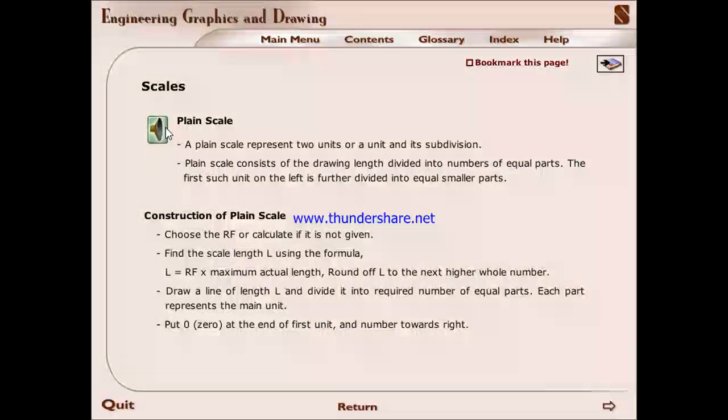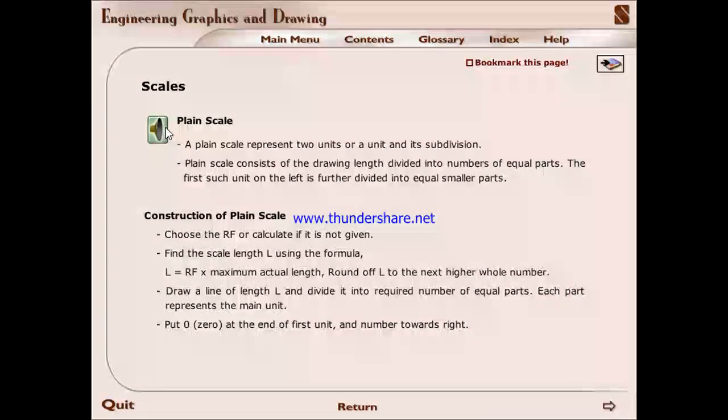Plane scale. A plane scale represents 2 units or a unit and its subdivision. A plane scale consists of the drawing length divided into a number of equal parts. The first such unit on the left is further divided into equal smaller parts.